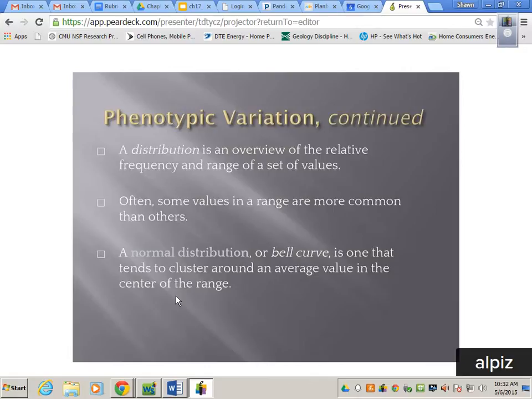No? So often some values in a range are more common than others, but a normal distribution is what's known as a bell curve. And this tends to cluster around an average, or a mean, in the center of the range. I always remember it's mean to call somebody average, right? I remember average and mean go together. You guys remember what the mode is? The most common one?